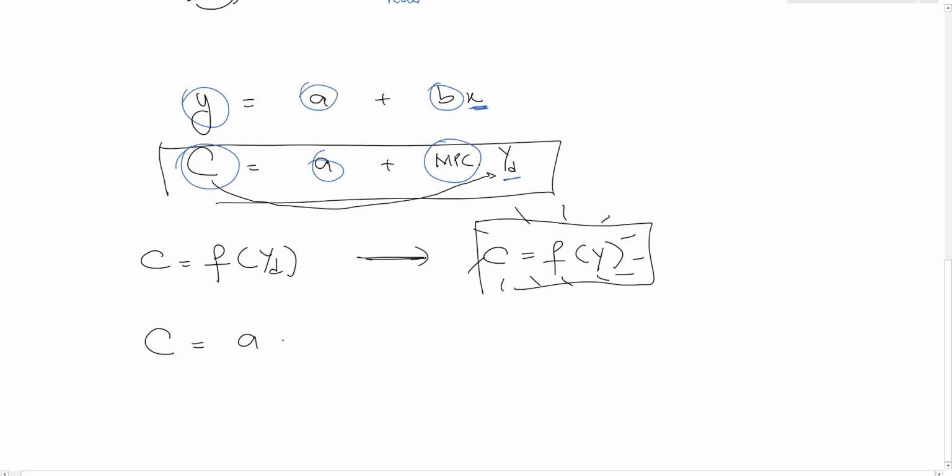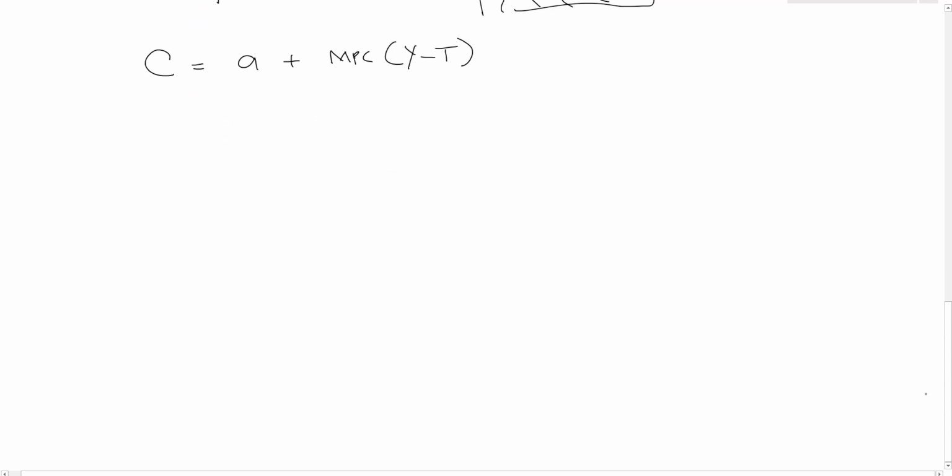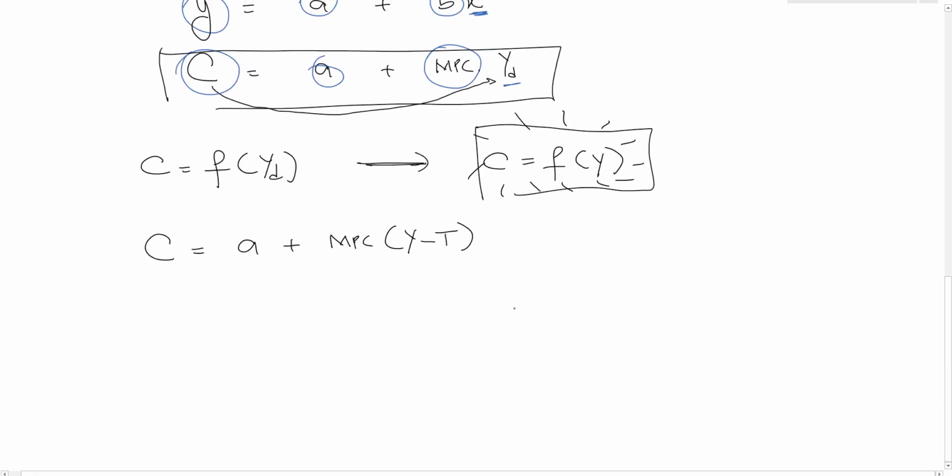So C is equal to A plus MPC, and we know that YD is Y minus T. So there it is. We can actually pull out the Y from this expression here. So that would be C is equal to A plus MPC Y minus MPC T.